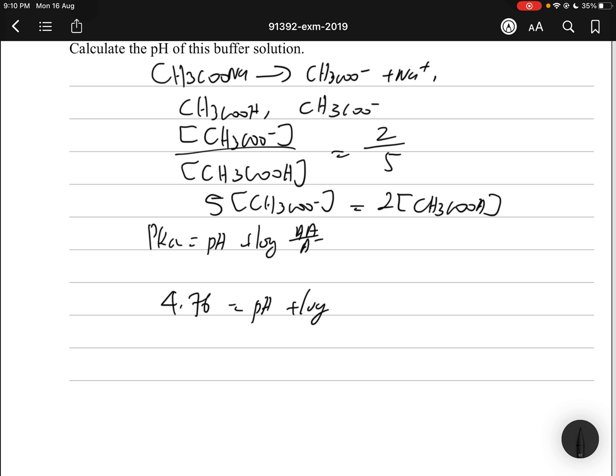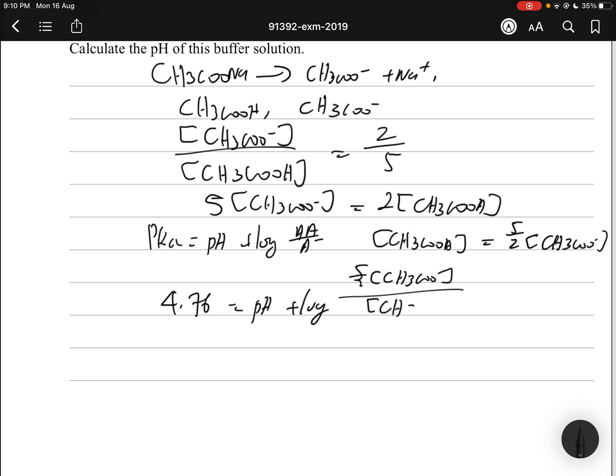So we can say 4.76 equals pH plus log of the acid. We can rearrange this equation: the acid equals 5/2 times the concentration of CH3COO minus. So 5/2 times CH3COO minus divided by the concentration of CH3COO minus. They will cancel out, so we just get log of 2.5. So the pH equals 4.76 minus log 2.5, which is equal to 4.36. Alright, that question is done as well.